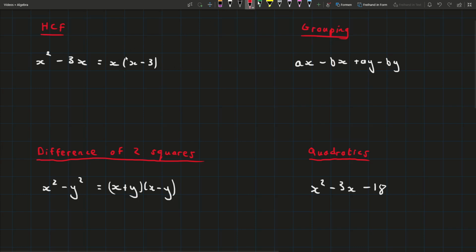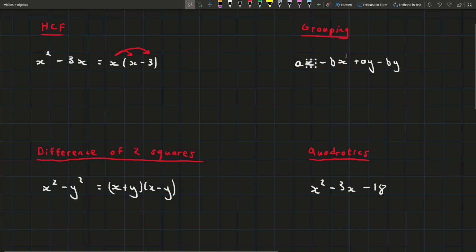How do we know these are the same? Because if you expand out this bracket, you'll get x squared and then minus 3x. And how do we know we're allowed to expand the bracket like that? I will show that in another video after this, probably the next one. Then factorizing by grouping is the exact same thing.